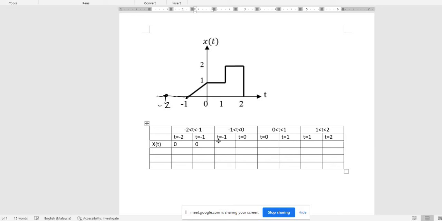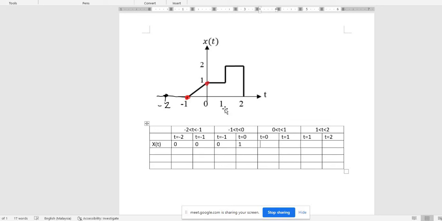And then for range -1 to 0, which is this one. Okay, what is the value for t equal to -1? Darwin, please on your mic and tell me what is the value. The value here. The value that you can see. 0. Okay. And t equal to 0, you take this value. So your value is 1.